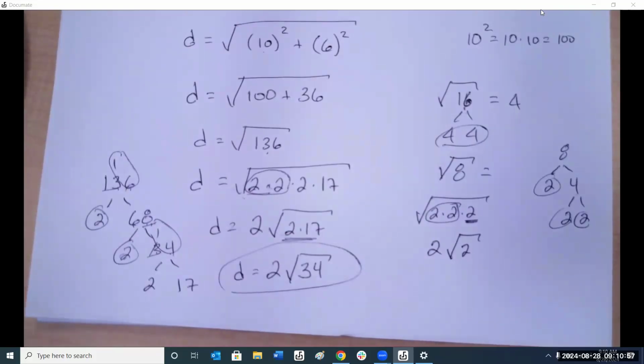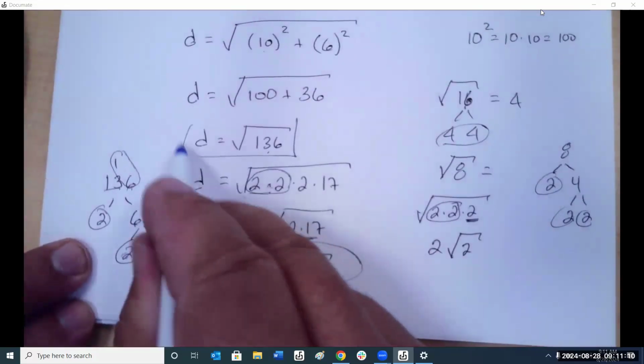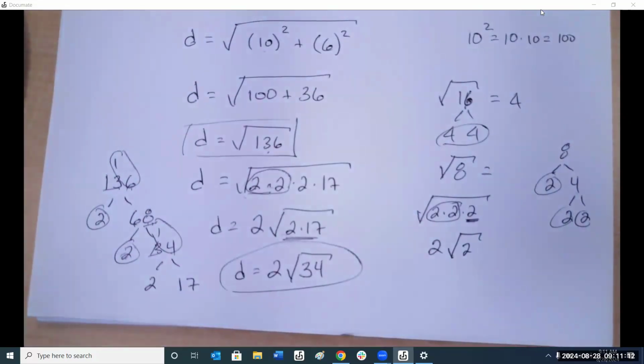Break it down to its smallest pieces, prime factorization, and then see if you can see 2 of a kind, and then take those out. But I think it'll take this as well. If you enter that and it says simplify, then you know you have to go a little bit further. Any questions?